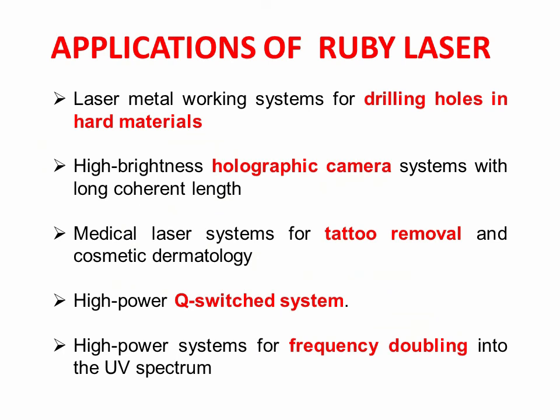Then the applications of ruby laser. The ruby laser is used to drill holes in hard materials, and also in holographic cameras, and we can remove tattoos using this type of laser. It is also used in high power Q-switched systems, and high power systems for frequency doubling into the UV spectrum.